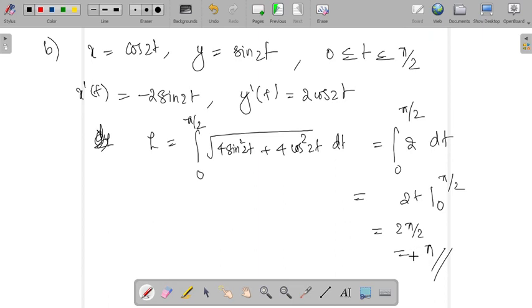So this is how you find the length of a curve if you are having the form y equal to f of x, or x equal to g of y, or you are having the parametric form.